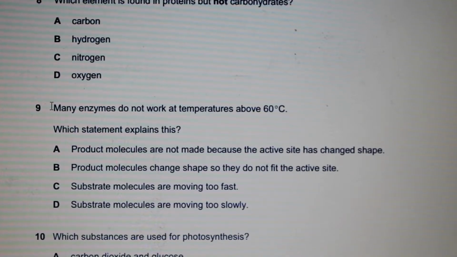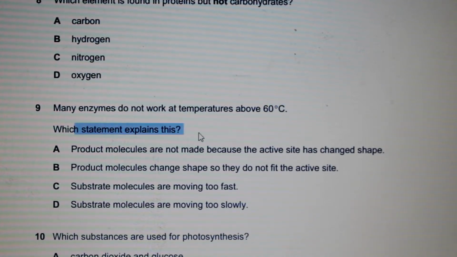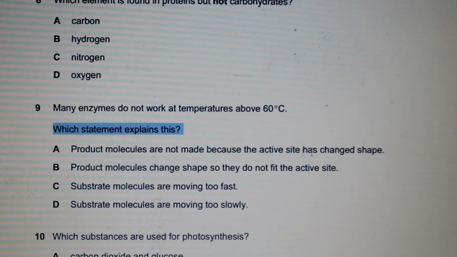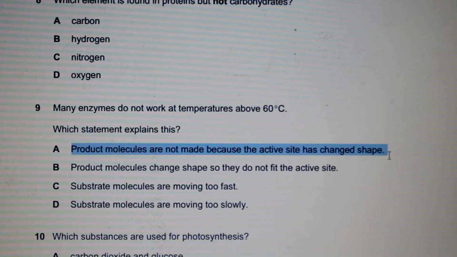So let's take a look here. Many enzymes do not work at temperatures above 60 degrees Celsius. Which statements explain this? Well, most enzymes are denatured at high temperatures, which basically means that they can't function because their shape has been altered. So we need to look for a statement which states that, maybe in different words. Product molecules are not made because the active site has changed shape. Right off the bat, that sounds correct.